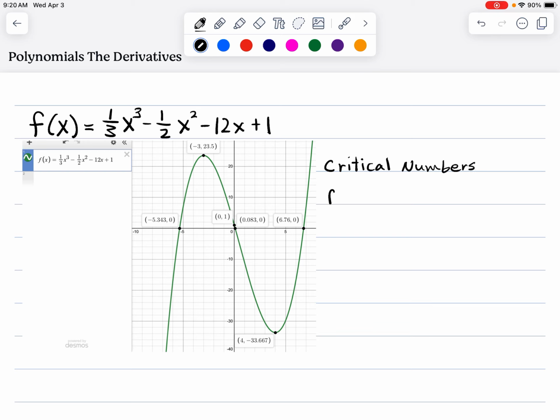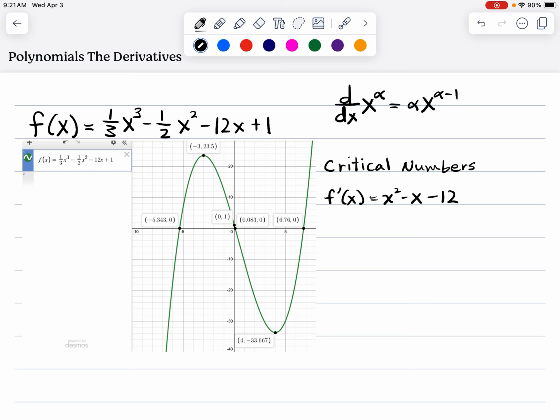Okay, so here we go. We find the derivative. In this case, it's going to be x squared minus x minus 12, just using the power rule. I just differentiated this function. Remember, the power rule goes a little something like this.